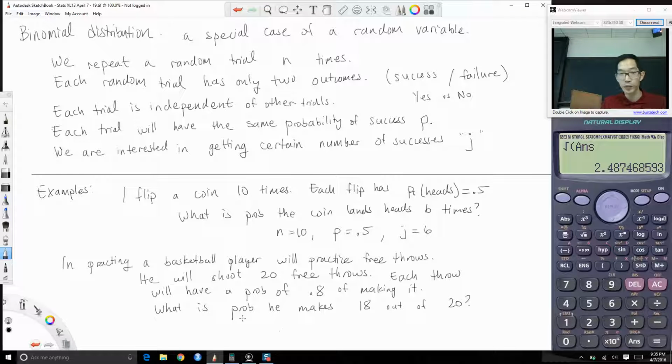So what do we have here? n is 20, p is 0.8, j is 18.